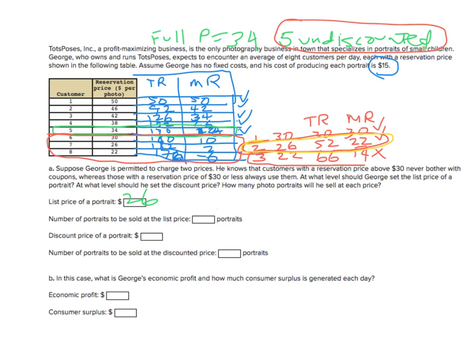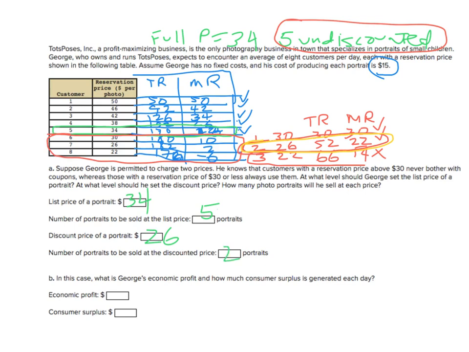At what level should George set the list price? Oh, okay, that was asking about the list price. The list price, let's summarize all this information. List price is 34. He'll sell 5 at that price. The discount price should be 26, and he'll sell 2 at that price.